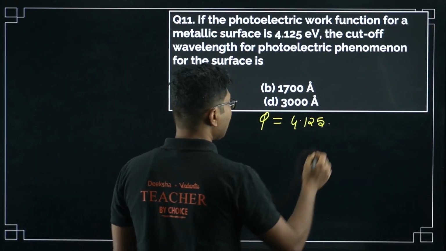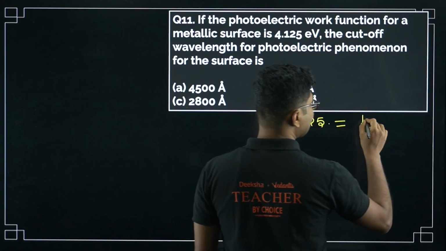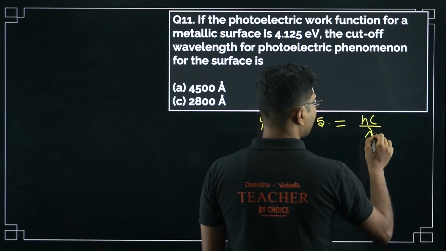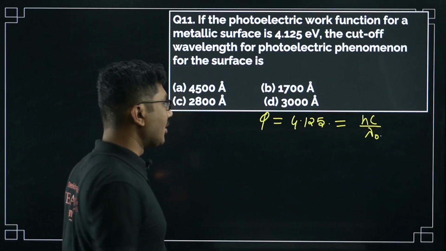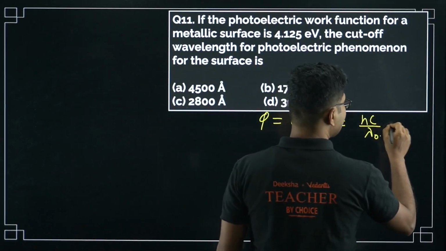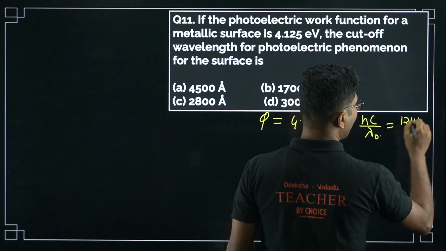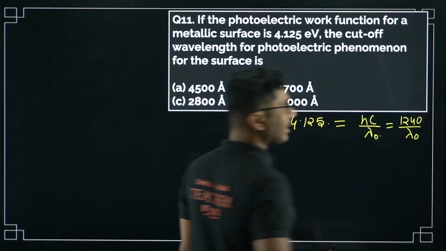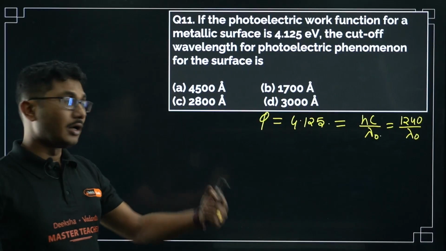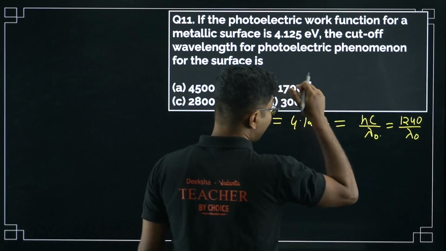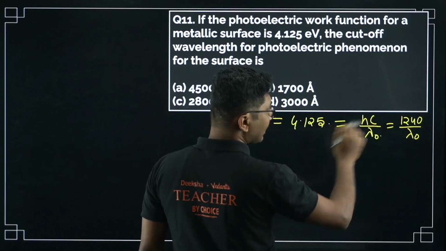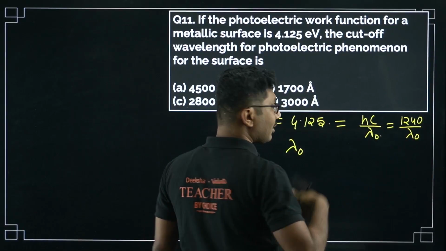We are trying to find the cutoff wavelength, that is hc by lambda naught. Now how to do that? We know that hc is 1240 by lambda naught when we are trying to find this in terms of nanometer. Nanometer is much easier than converting everything into meter.